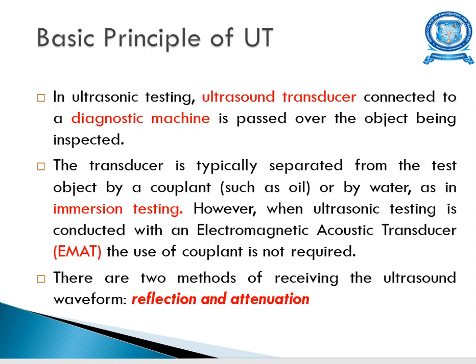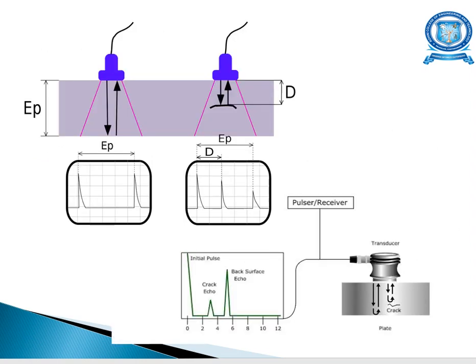So basically there are two methods of receiving the ultrasound waveform. One is reflection and attenuation. In this diagram you can see a transducer placed above the test specimen, and a crack marked inside. The transducer transmits the sound waves into the test specimen, and when the sound waves reach the crack, they are reflected from the crack and received by the receiver inside the transducer. All this is displayed on the CRT monitor.